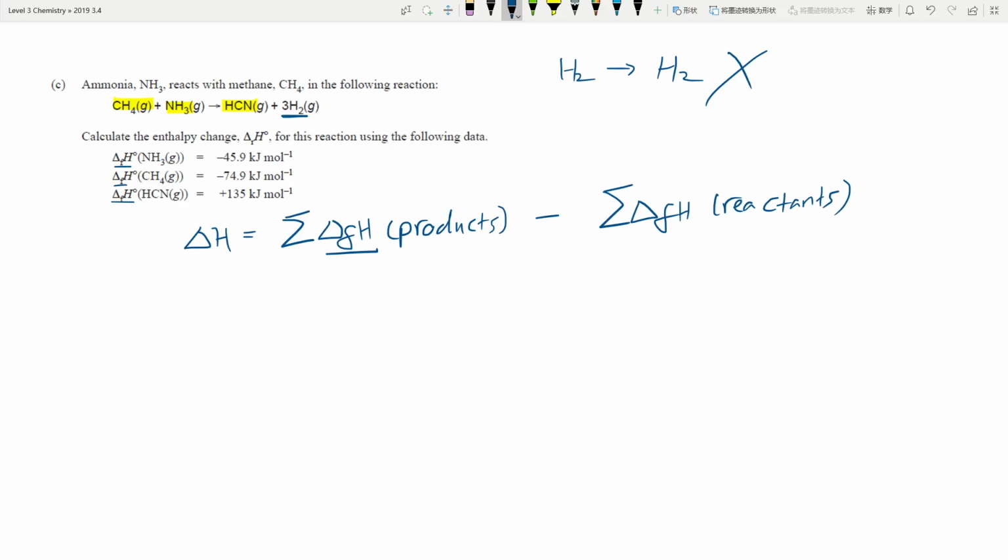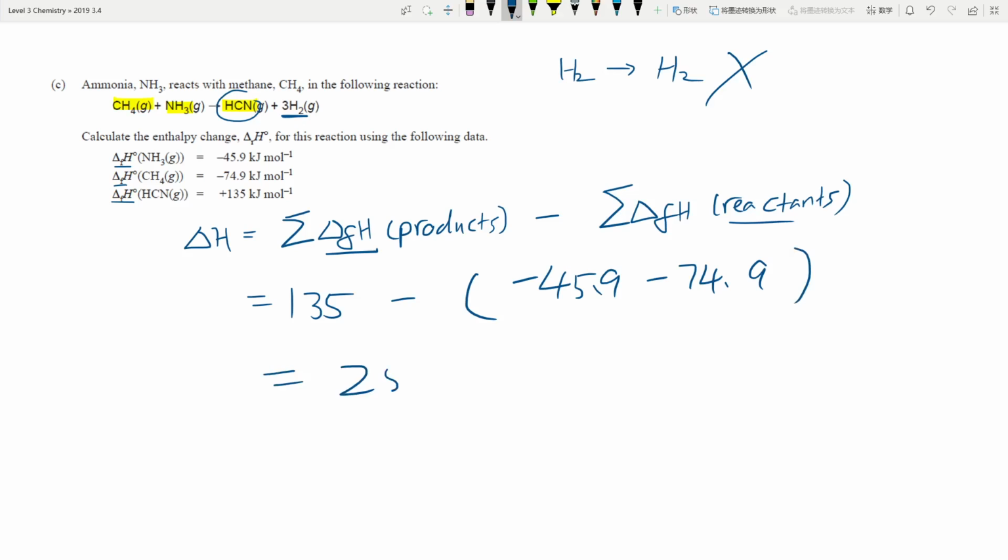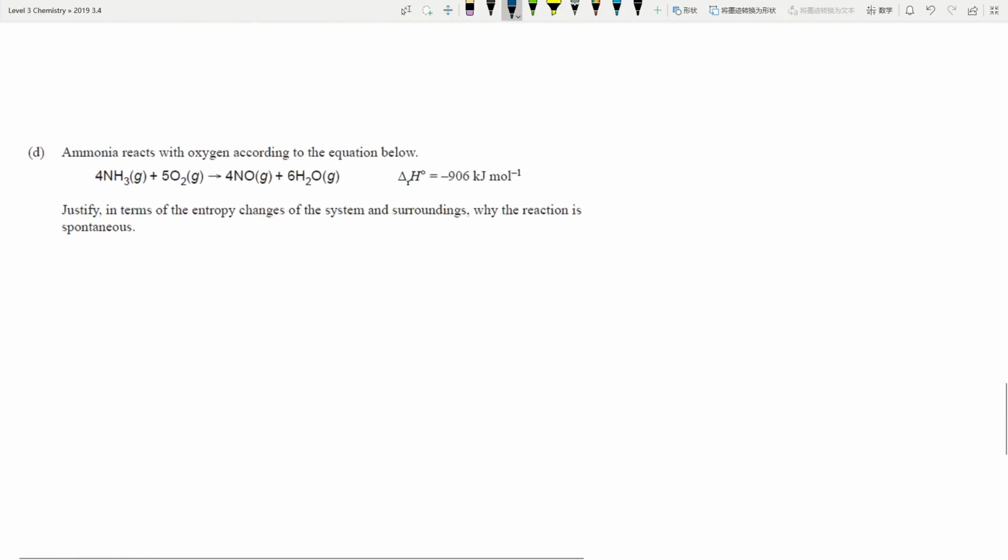Okay, so products, what's the products? HCN is going to be 135 minus the reactants, CH4 and H3, so just add those together, negative 45.9 minus 74.9, which is going to give you 256 kilojoules per mole. Very easy merit question. Okay, make sure you don't copy the signs incorrectly. Last one.